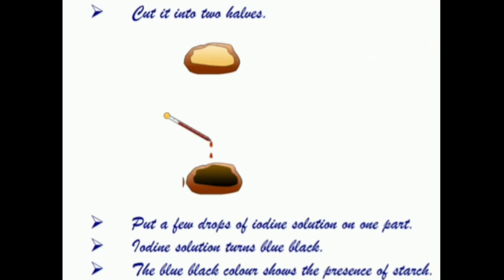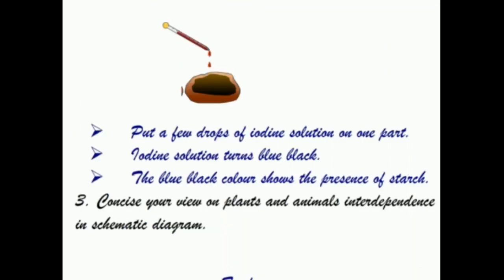3. Put a few drops of iodine solution on one part. 4. Iodine solution turns blue-black. 5. The blue-black color shows the presence of starch. Question number 3.